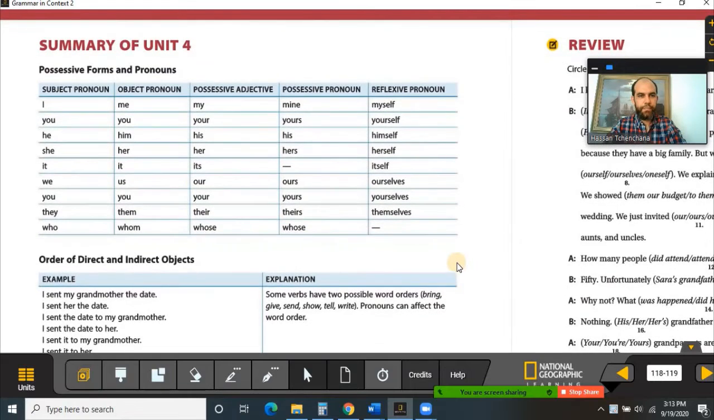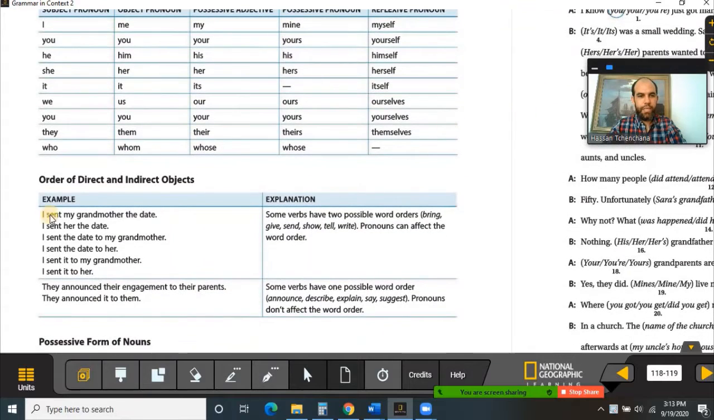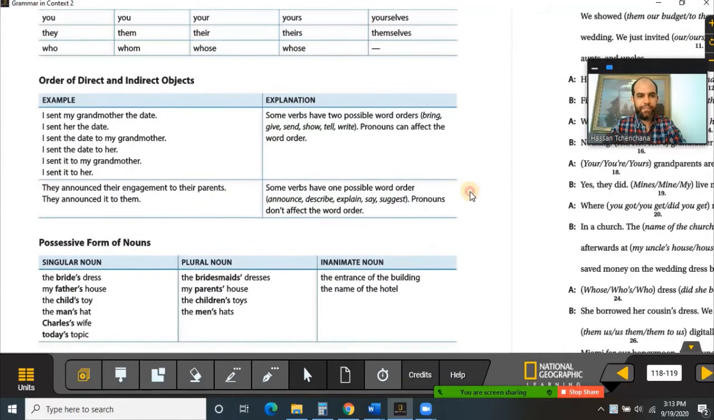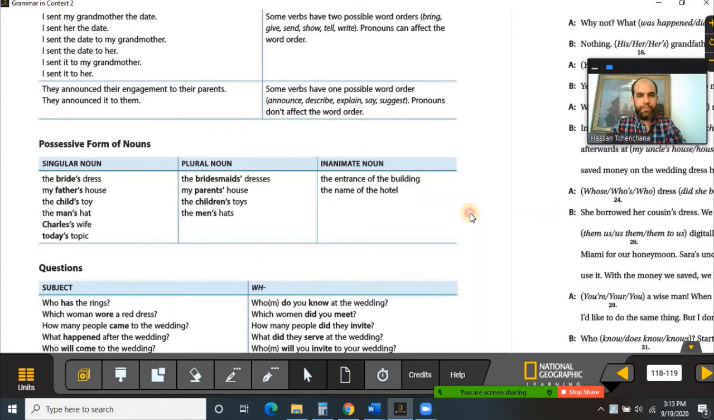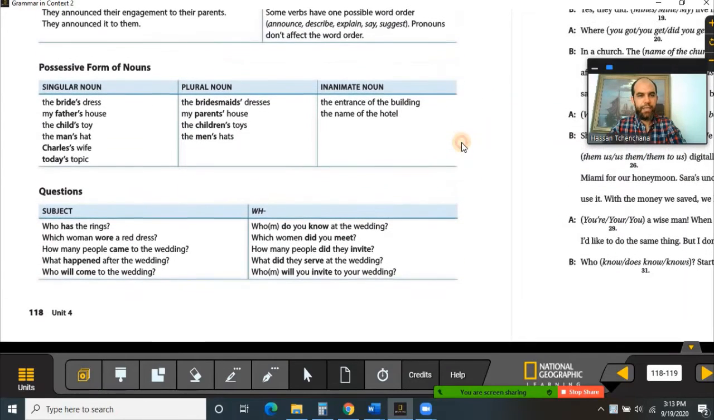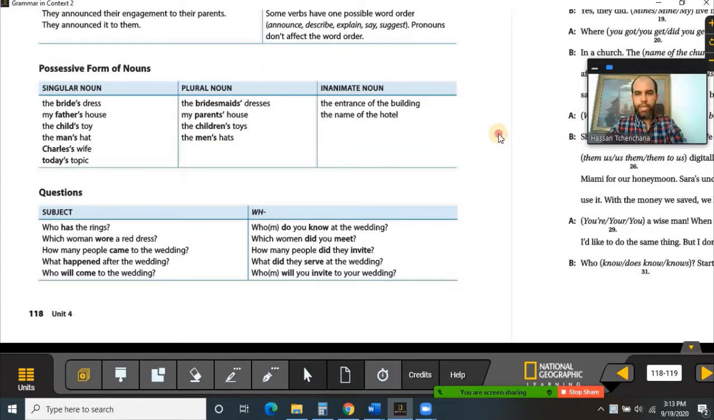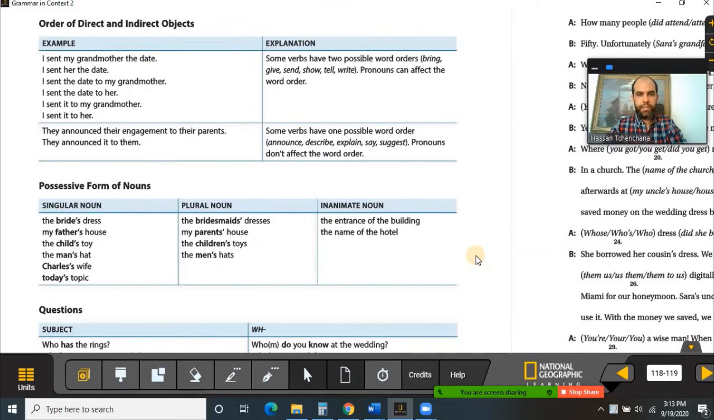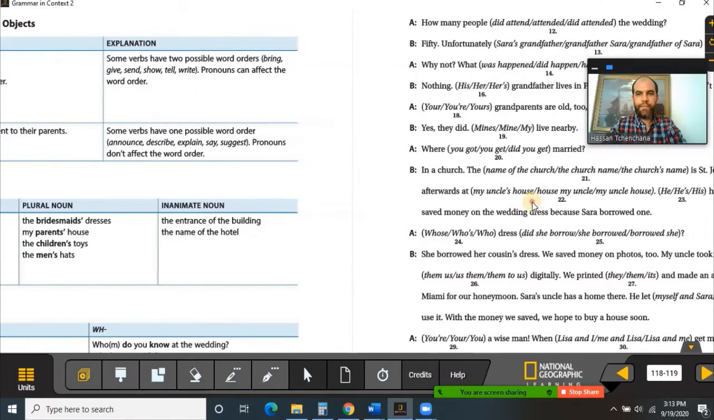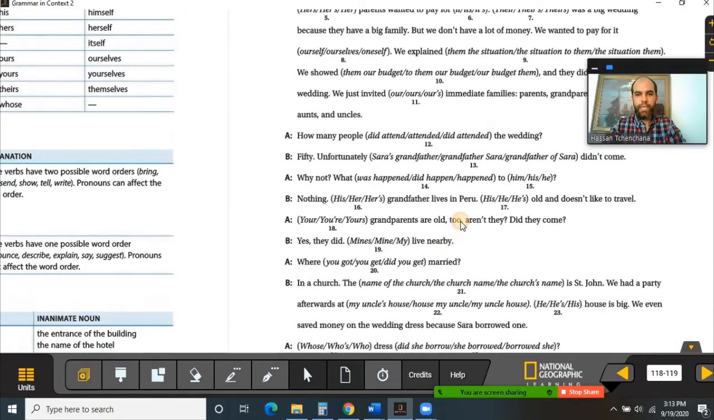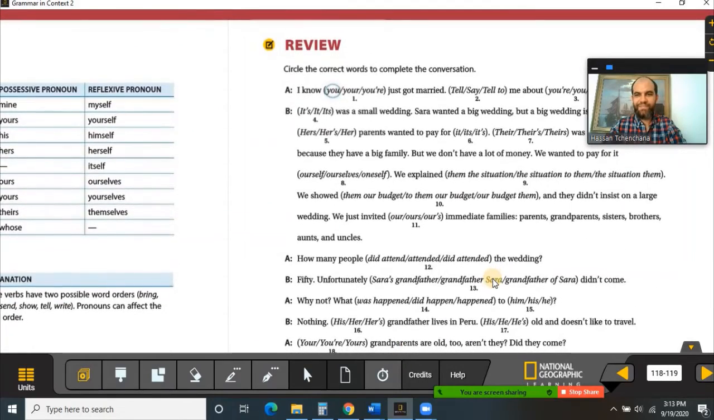Before we start going over the practice, I want to remind you that the practice covers different types of pronouns, order of direct and indirect objects, possessive forms of nouns, and questions with WH words as subjects. Okay, let's see the question now.